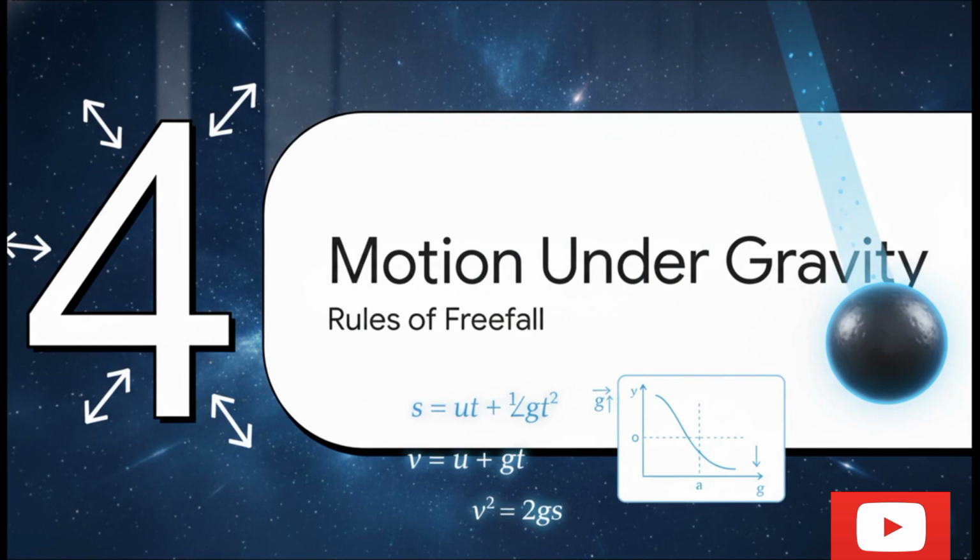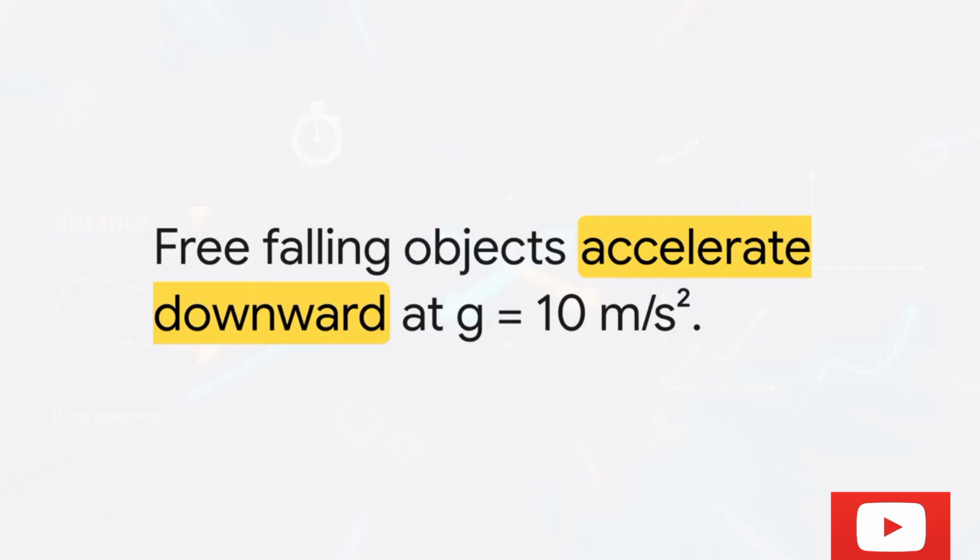Section 4 already. Motion under gravity. The rules of freefall. The beautiful thing about vertical motion is that gravity simply provides a constant acceleration that we can plug straight into our SUVAT equations. Free-falling objects near the Earth accelerate downward. Now, for high-stakes regional exams like WAEC and JAMB, this value, g, is generally taken as exactly 10 meters per second squared, unless the specific question explicitly tells you to use 9.8. Using 10 keeps the math super clean and helps you avoid silly calculation errors.